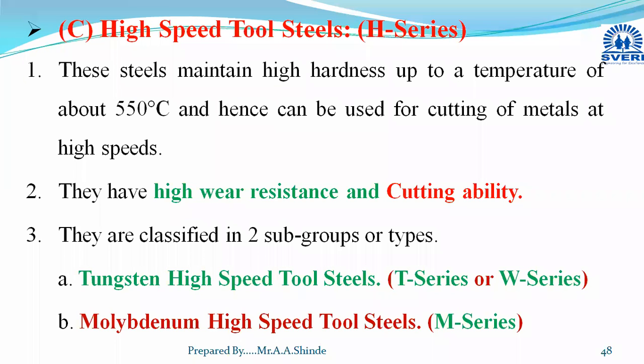Related to their properties, they have high wear resistance and high cutting ability. These are their special characteristics. Now, these high speed tool steels are classified into two types, such as the tungsten type.